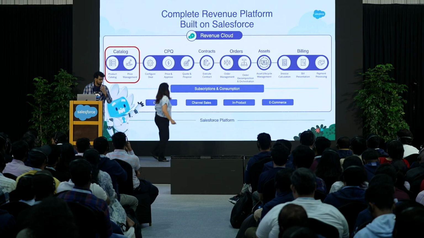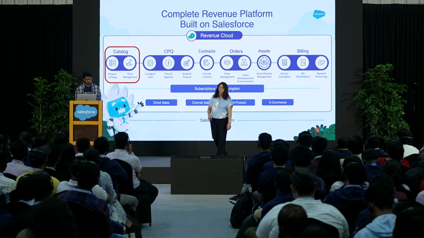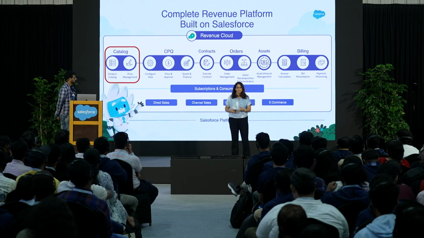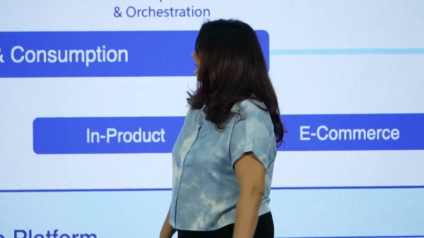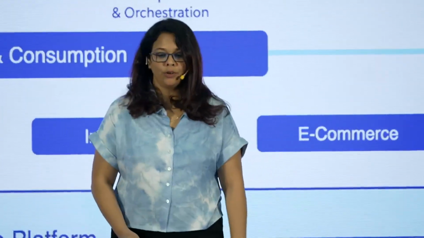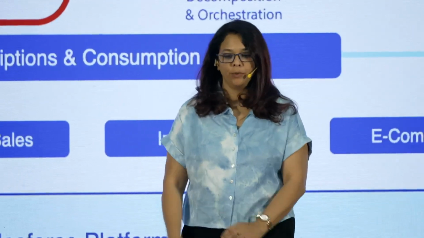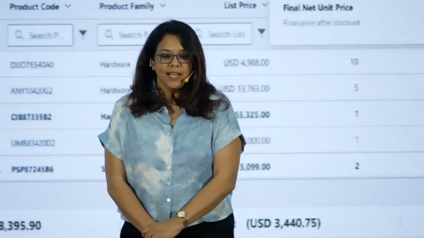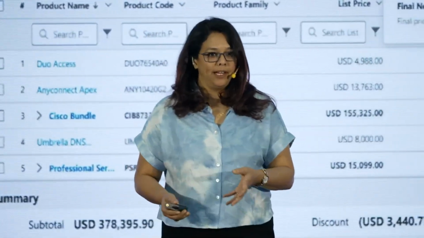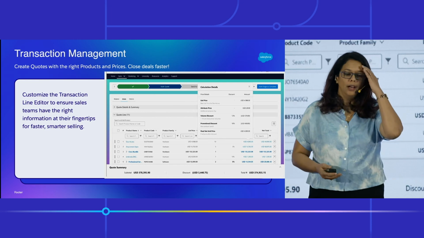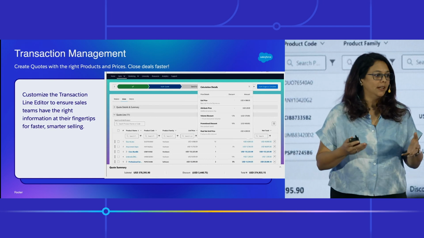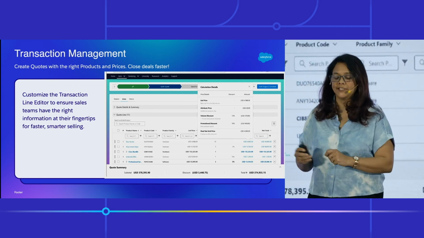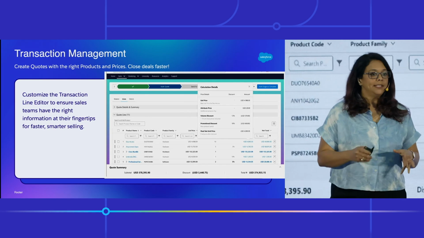Thank you, Gopal. Okay, so we saw how easy it was for the sales rep to find something, use qualification rules, and configure something. All right, with that, let's go to the next side, which is transaction management, which includes CPQ and contracts. Transaction management is really simplified in Revenue Cloud. The sales rep can create quotes with the right products and right prices and close the deals faster, right? So you can customize a lot of things over here.